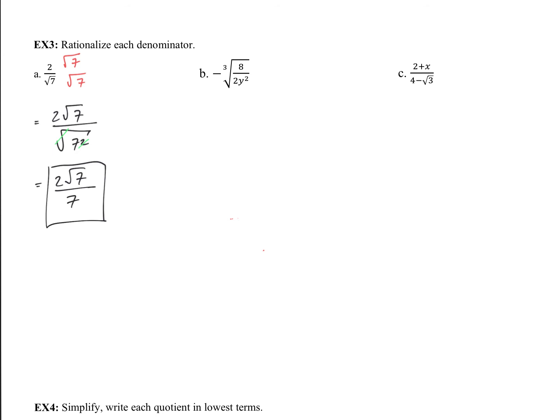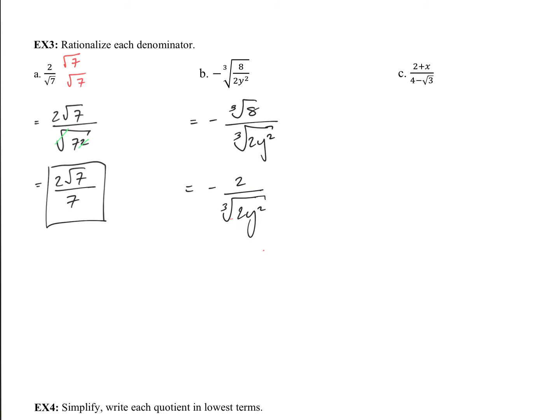Let's take a look at B. This one's a little more complicated. You know what? It's usually easier if we simplify. So let's go ahead and break it down so you have the cube root on the top and the cube root in the denominator. Well, what's the cube root of 8? That's going to be 2. That'll be negative 2 over the cube root of 2y squared.